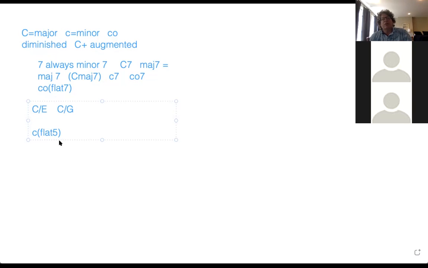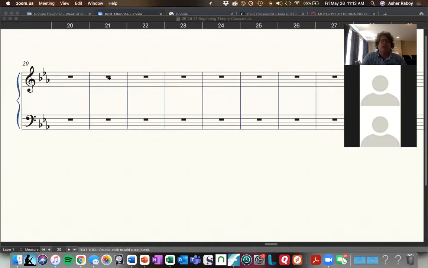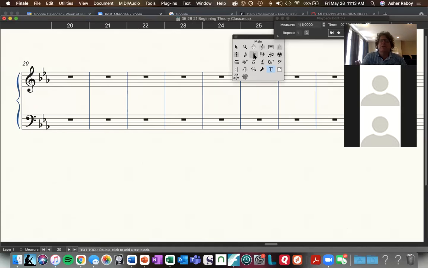Okay. And do you understand why that would be a diminished chord? Yeah, that makes sense. I'll show you on Finale just to make sure we all see it, because this stuff can be really confusing, and I don't want you being in a pop band and not being able to read a chord sheet and then having someone make fun of you.